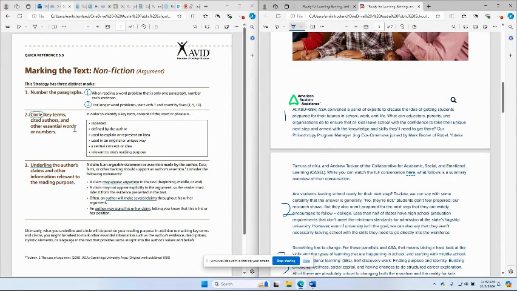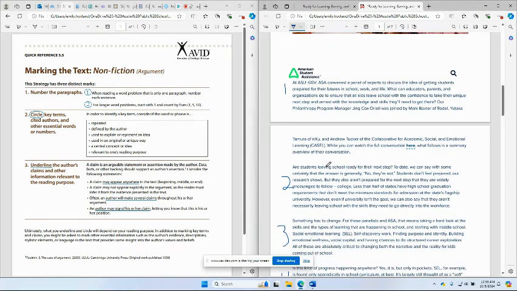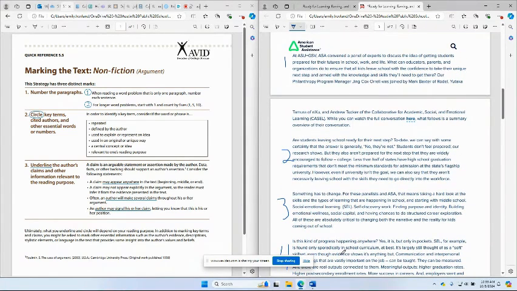Then it says I'm going to circle the key terms cited by the author. So if I see things that are repeated, I'm going to read it once, and then I'm going to read it again.